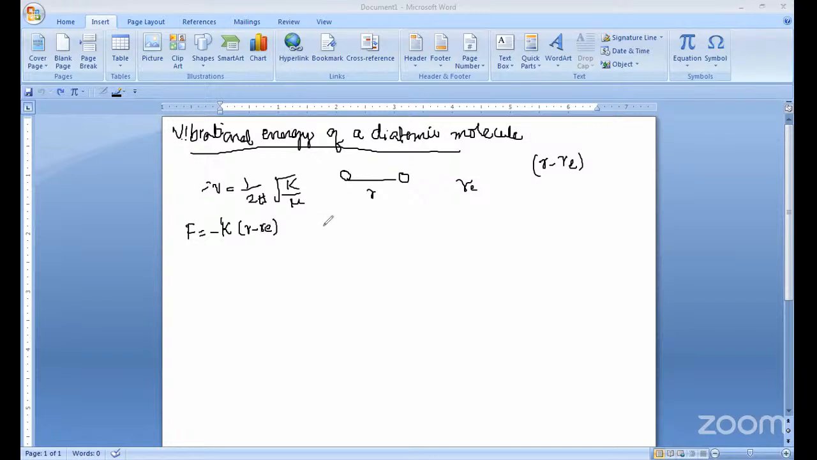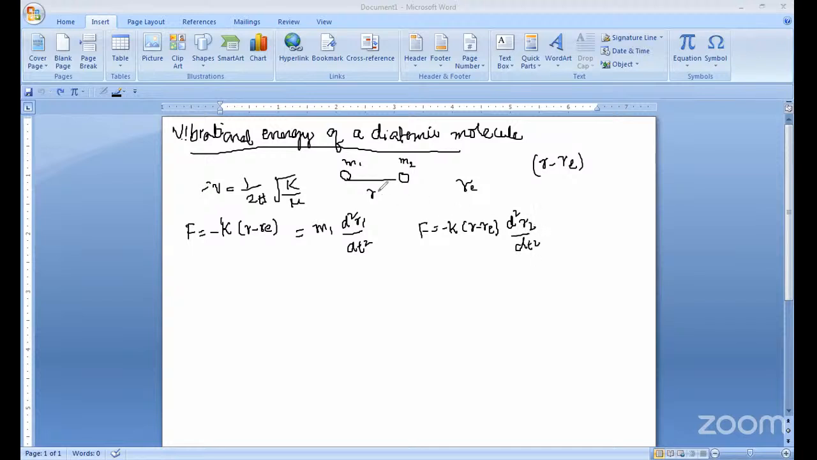For different atoms, we have two atoms, one with mass M1 and the other with mass M2. For the first atom, we can write F is equal to minus K into (R minus Re), which equals M1 d²R1/dt². Similarly, for the second atom, we have the same force constant K, and the equilibrium distance is the same for both atoms, R minus Re. For that one, we write M2 d²R2/dt².